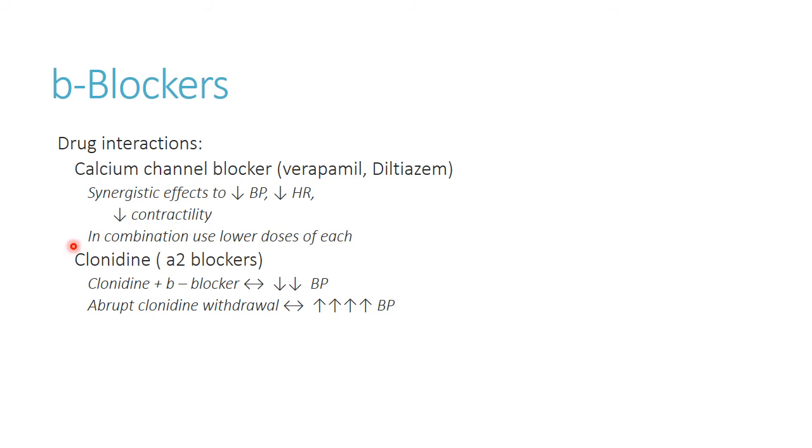We'll talk about clonidine in a little bit. This is going to be an alpha-2, I should say alpha-2 agonist. But basically, you can see again synergism. You're just dropping blood pressure, dropping your heart rate. So be careful of these other antihypertensive meds.